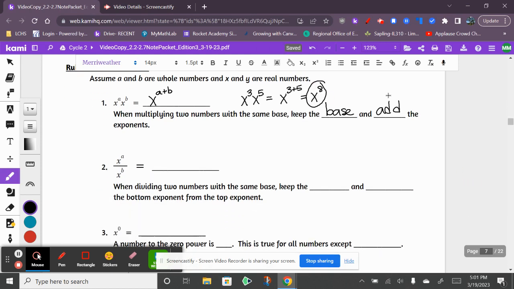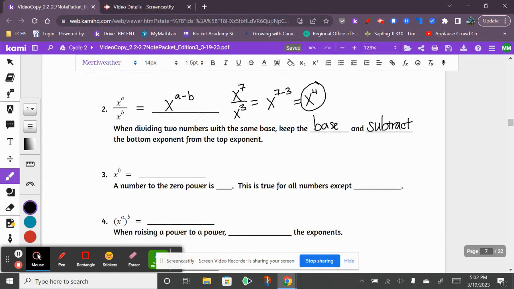When dividing two numbers with the same base, you will keep the base and you will subtract the bottom exponent from the top exponent. So we would have x to the a minus b. So say we have x to the 7th over x to the 3rd. We would take x to the 7 minus 3, which would give us x to the 4th.